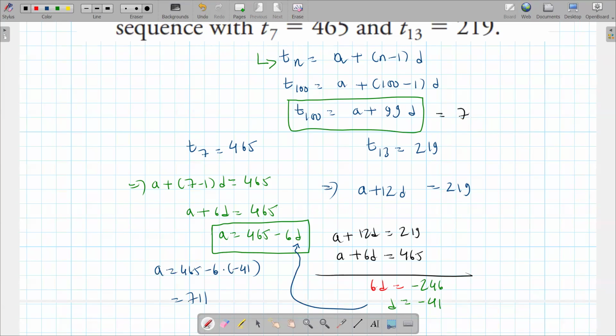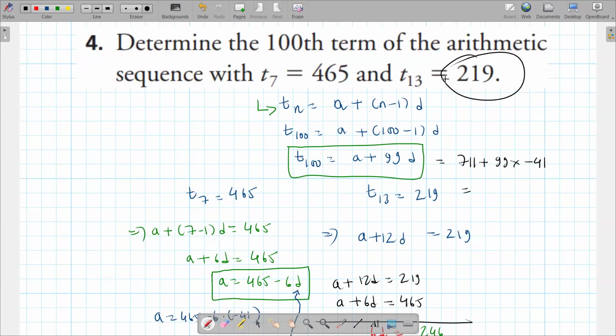A is going to be 711. D is negative 41. So for T100, are we expecting it to be lower than 219 or more than 219? Look at the pattern here. Lower. So if we get a number bigger than 219, something went wrong. 3348 is the final answer. So your 100th term in this sequence is negative 3,348. And you're done. Cool?